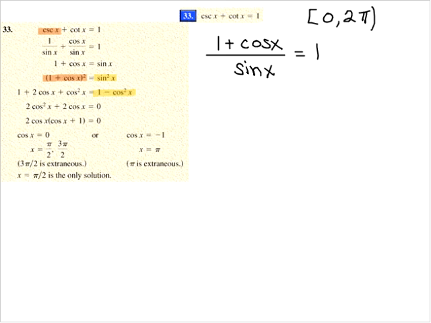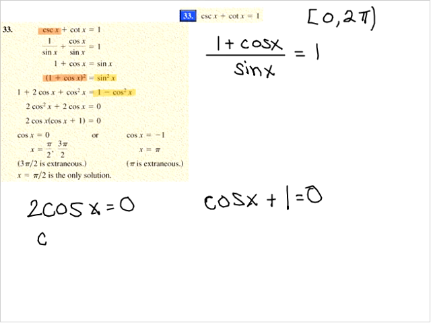All right. And here is where I'm going to take each part, so 2 cosine x, and set it equal to 0. And I'm going to take cosine x plus 1 and set that equal to 0, and I'm going to solve. So I would divide by 2, and that still gives me cosine x equals 0. And I'm going to subtract 1.